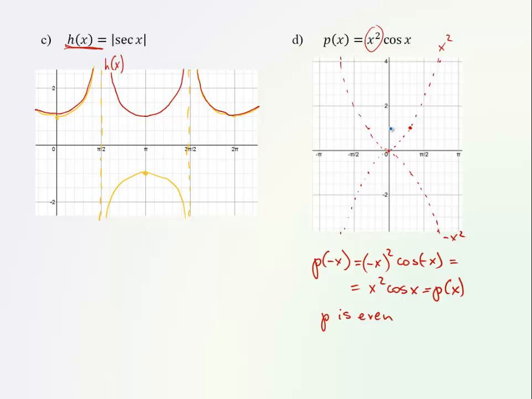So cosine normally starts from 1, but remember it is multiplied by 0 at 0. So it will have to start with 0, then it will always stay below this line. It will never go above. And we'll have to reach the next 0 at pi half, because then cosine is 0, even though x squared is not. So the shape will follow somehow like this.